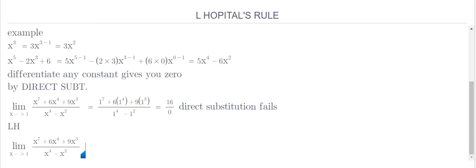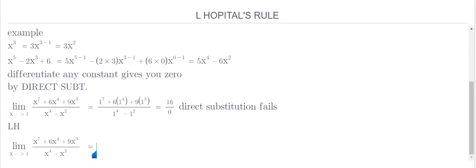Now for L'Hopital's rule, you differentiate both numerator and denominator, then try again direct substitution. If direct substitution fails again, differentiate again numerator and denominator, try again direct substitution. If it fails, continue until you get the right answer. Simple as such. So now let's differentiate.